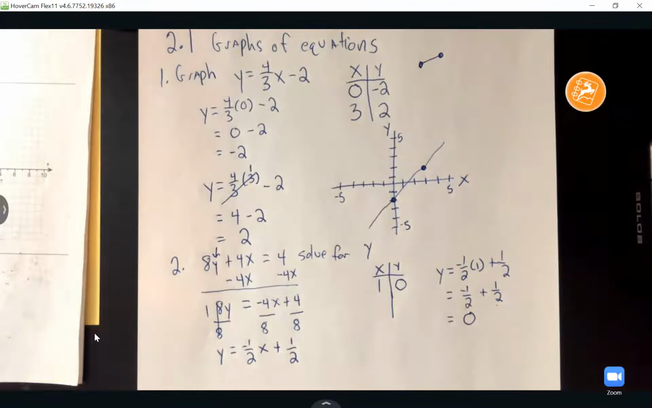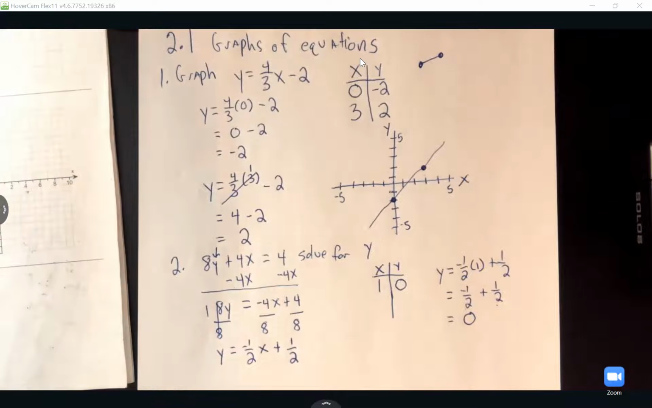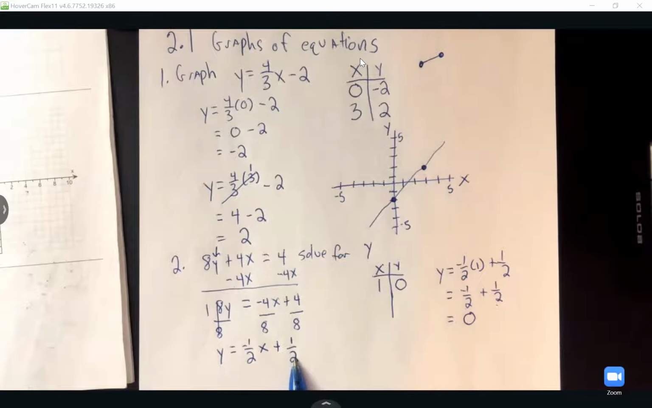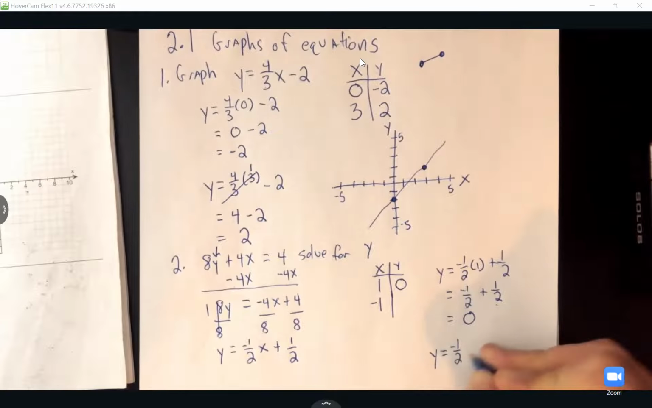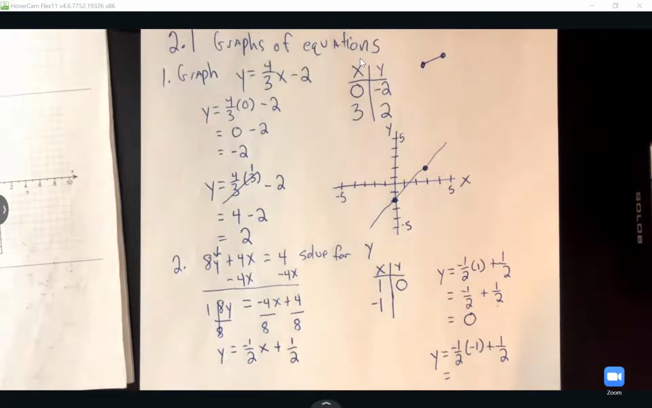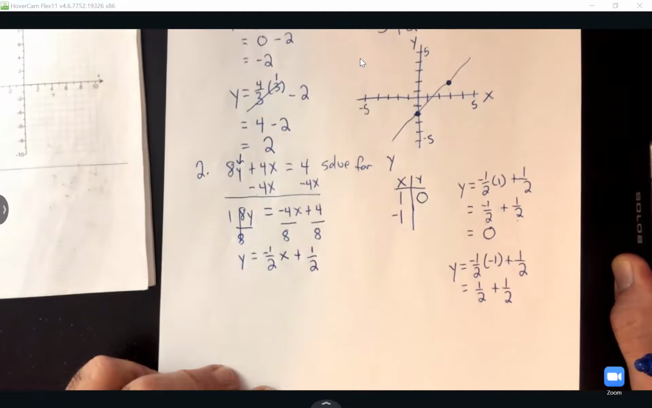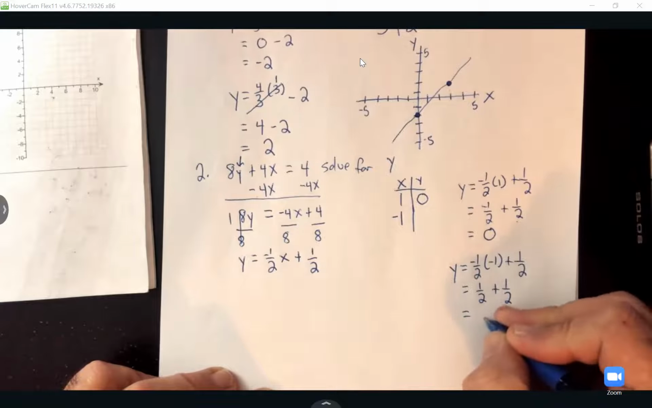So another thing I know, since I got a 1/2 here, if I could make this part be 1/2, 1/2 plus 1/2 would give me 1. So in order to make this a positive 1/2 so that I can add it to this 1/2, this x would have to be a negative 1. All right, so let's plot that. Negative 1/2 times negative 1 plus 1/2. So that negative times negative made that a positive 1/2 plus 1/2. And then 1/2 plus 1/2 gives you 2/2, which equals 1.